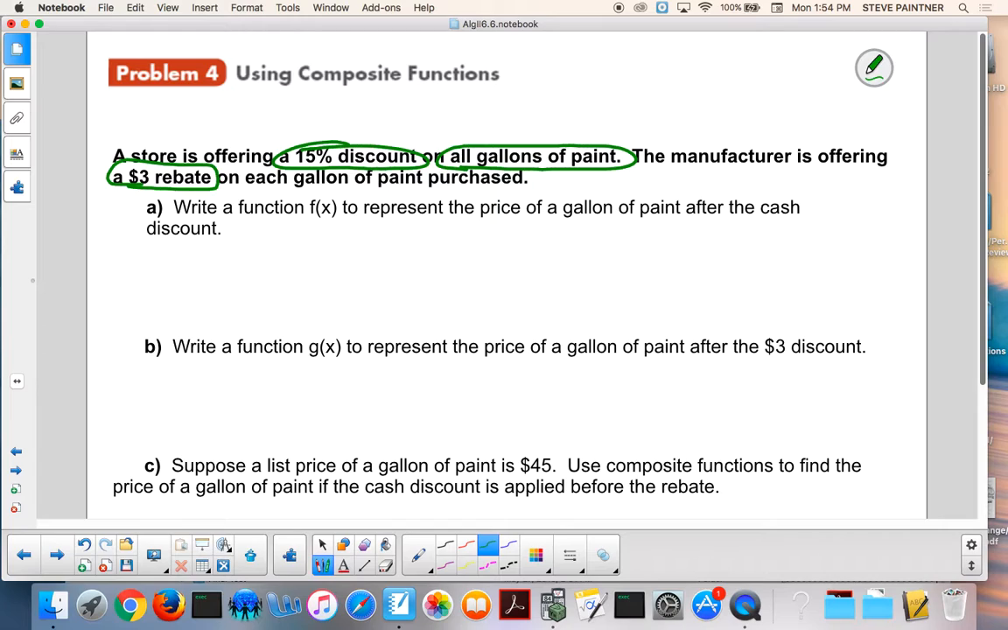All right, you guys ready? Here's what they want you to do. They want you to write a function f of x, okay, f of x, to represent the price of a gallon of paint after the cash discount. This is the one they're talking about, the 15% discount. So what would paint cost us if we went up and bought it? Remember the price of paint is what? X, but I'm gonna get 15% off. Now what do I pay? That's the question.